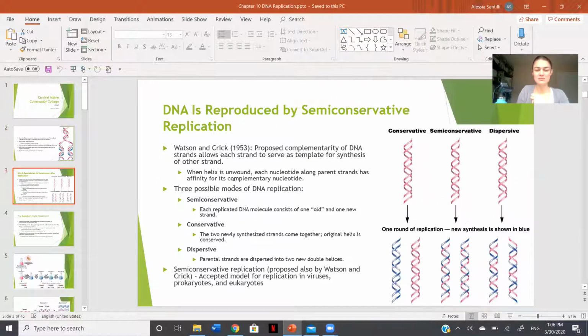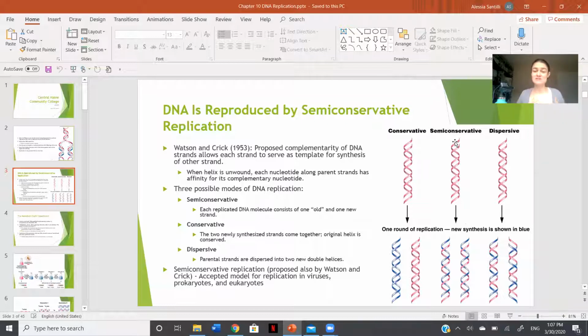So the three models that people had before they understood how replication worked. Everything had a beginning, right? The three models were the conservative, the semi-conservative, and the dispersive models. Watson and Crick, remember those guys who figured out the structure of the DNA, proposed a month later, in May, that they thought that DNA replication happened semi-conservatively, just because it made sense in their mind.